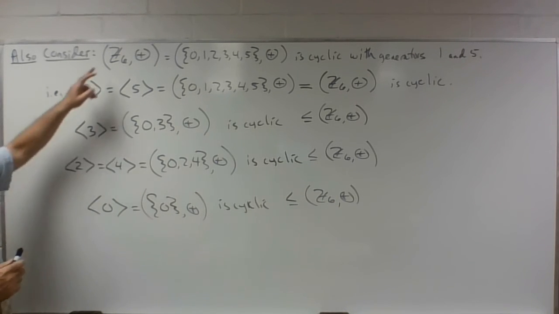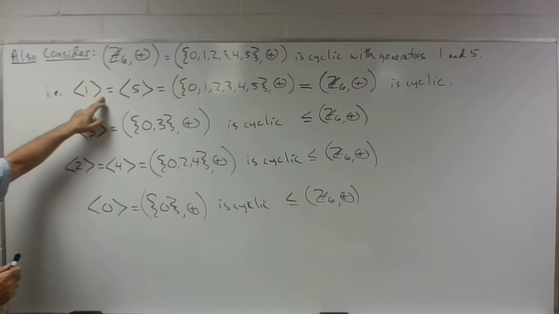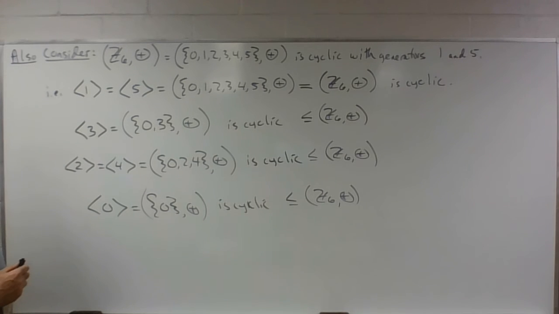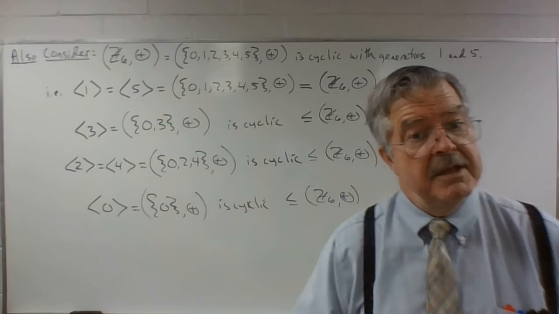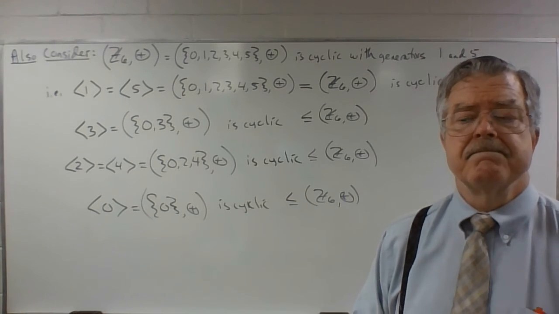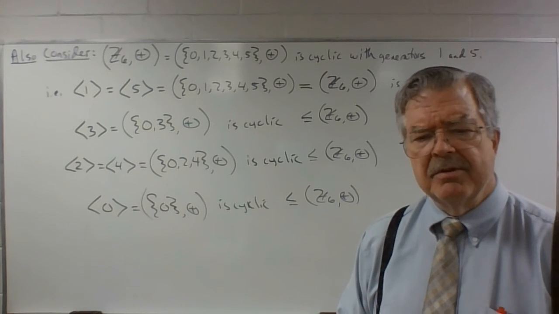So we have the parent group Z6, which is cyclic, generated by 1 and generated by 5. And then all of the subgroups happen, in this case, to be cyclic. May mean something, it may not. We'll look at a few more examples.